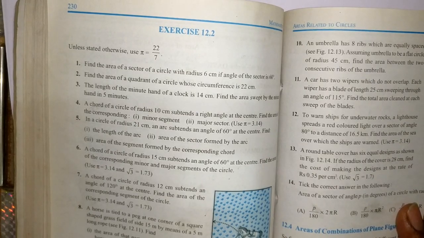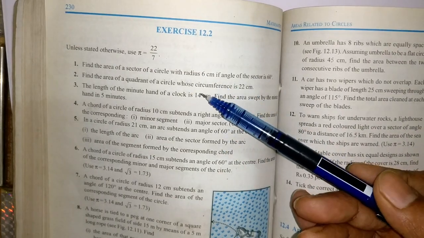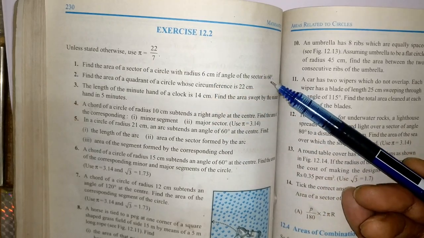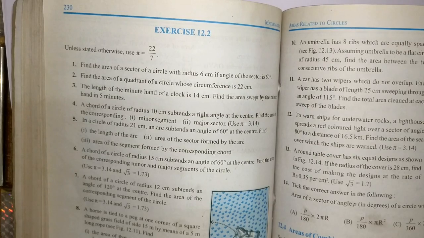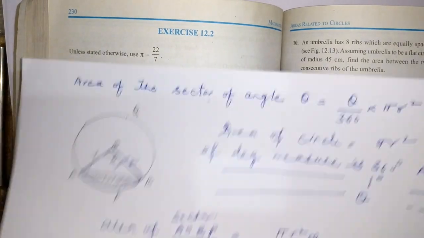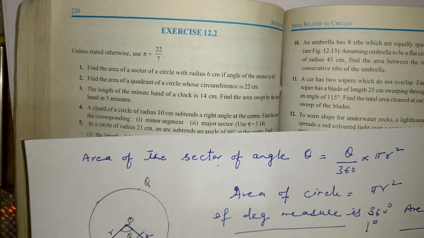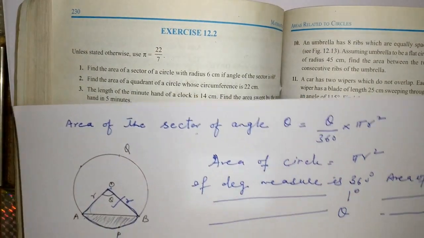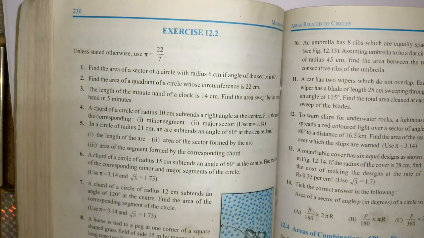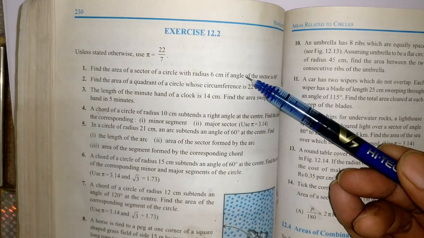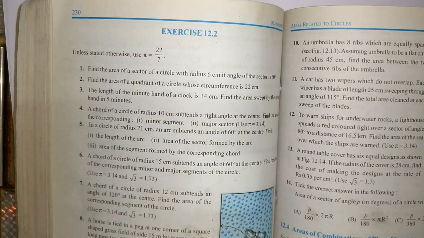For questions number 1, 2 and 3, I would say you just try them yourself because the questions are direct. In the first question we have been given the radius and the angle, and it asks for the area. For the area of the sector, as I have already told you, the formula is pi r square theta upon 360. You have r, you have theta, just put the values in and find the area. This way you can solve questions 1, 2 and 3. These are direct questions. I'll be taking question number 4.